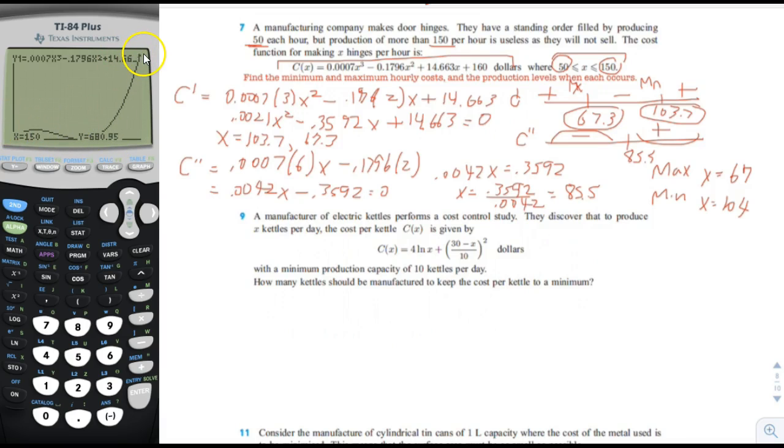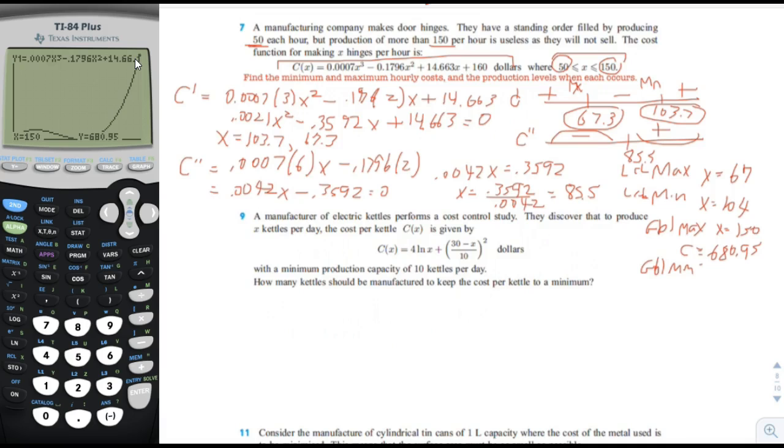And we also need to check the end point to see what the end point cost is, right? So actually this is a local max here. This is the local min. So actually the global max is going to be x equals 150, and the y value, which is the cost, is going to be 680.95. And what would be the global min?